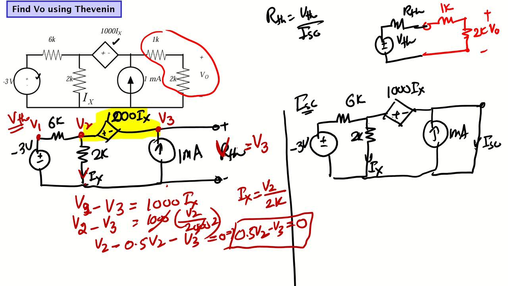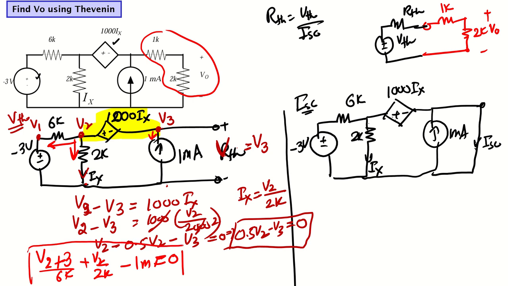Now let's write the KCL equation. This current will be V2 minus V1, and V1 is minus 3, so that will be plus 3, divided by 6k. This current is V2 minus 0 divided by 2k. Then this node current will be minus 1 milliampere, equal to 0. So we have two nodal equations, this one and this one, with two unknowns. We can solve them to get the values of V2 and V3.